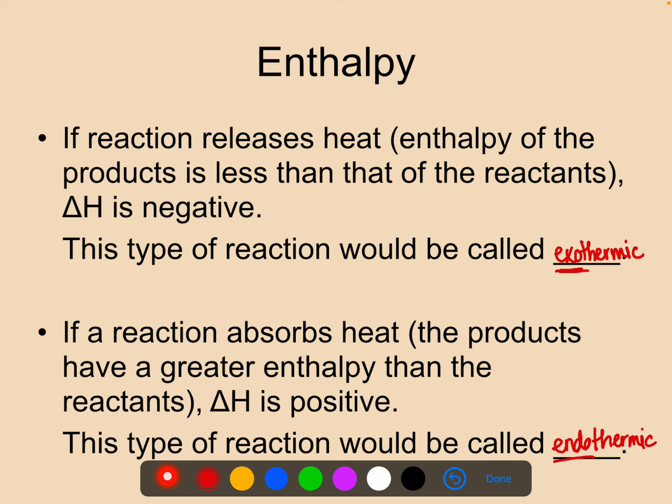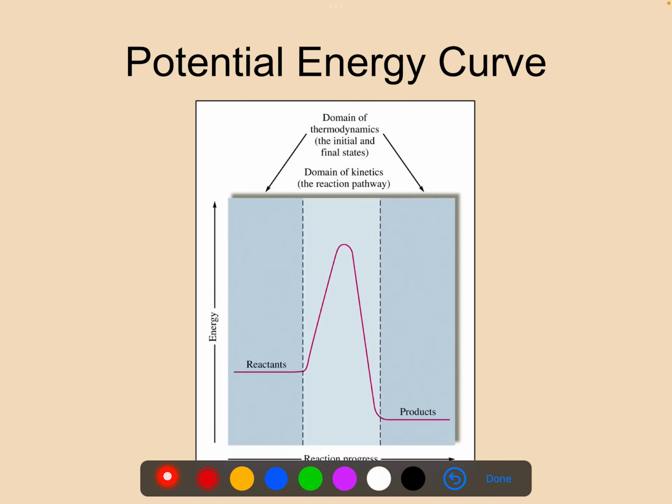We could have seen this a little bit in our kinetics unit where we looked at the potential energy curves. So remember, with potential energy, the heat of reaction is the difference between the reactants and the products, which was our delta H. In this case, the products had less energy, so it was a negative delta H value. If the products have more energy, that's when it's a positive delta H value, and it absorbs heat.